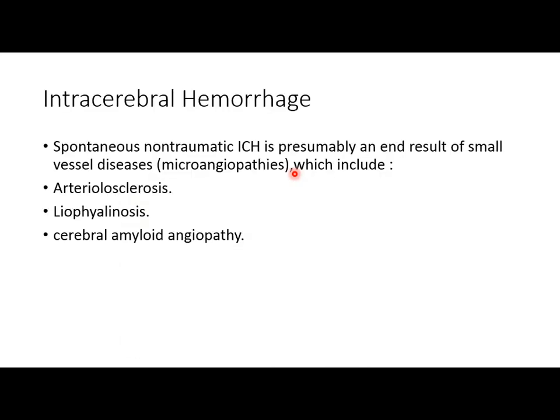We will change to intracerebral hemorrhage. The spontaneous intracerebral hemorrhage is the result of small vessel disease, meaning microangiopathy. This includes atherosclerosis, lipohyalinosis, and cerebral amyloid angiopathy. Lipohyalinosis is the deposit of hyaline material in the vessels, so it will cause thinning of the vessel and rupture of the vessel, of course in the small arterioles and venules. And cerebral amyloid angiopathy, as we know, is amyloid deposition in the small and medium vessels, which will cause thinning and rupture and cause the intracranial hemorrhage.